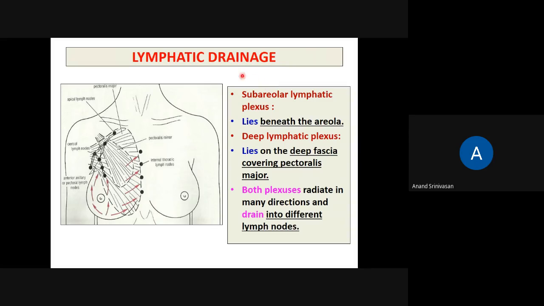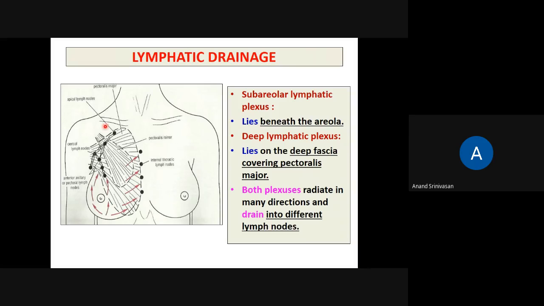Now, the lymphatic drainage with relevance to the breast. They lie behind the areola, that is the subareolar lymphatic plexus, and the deep lymphatic plexus. They drain into the deep fascia covering the pectoralis major. Both these plexuses radiate in all directions into different lymph nodes. They can go into any one of the lymph nodes.